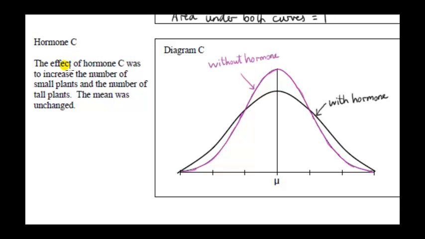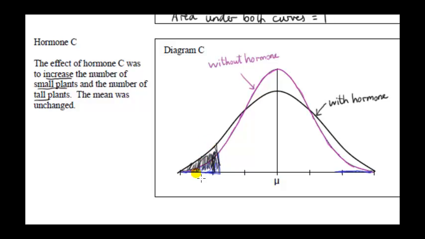Finally, we have hormone C, which has the effect of increasing the number of small plants and the number of tall plants. All small plants are represented on the left end of our axis, and the tall plants are at the right end of the axis. The proportion of small plants in the case of no hormone is given by the area under this curve. But after the hormone, we want to increase that proportion. We want to increase to this here.